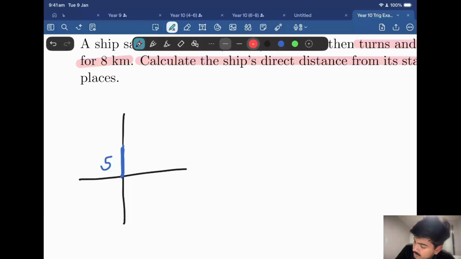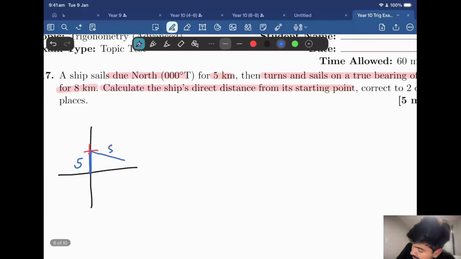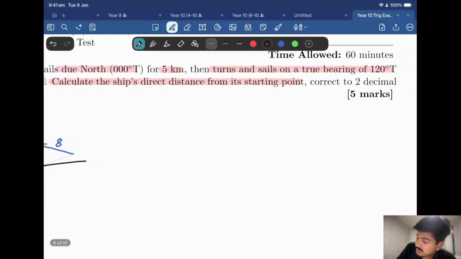If you draw a compass rose over here, you will see that 120 degrees is somewhere over here, right? And how far does it travel? It travels for 8 kilometers. And what do we want to find? We want to find the direct distance from its origin point. So we actually want to find that distance over there. So let's draw the diagram a bit bigger.